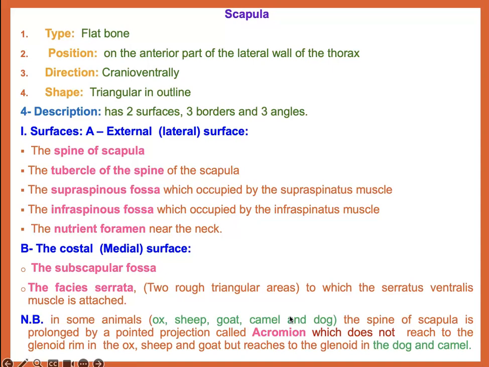So the first bone is the scapula. You have to know the type, position, direction, shape, and then the description of each bone. So the scapula, from the introduction, is a flat bone, and it is present in the anterior part of the thorax in the lateral wall. The direction of the scapula is cranio-ventral, and it is triangular in shape.